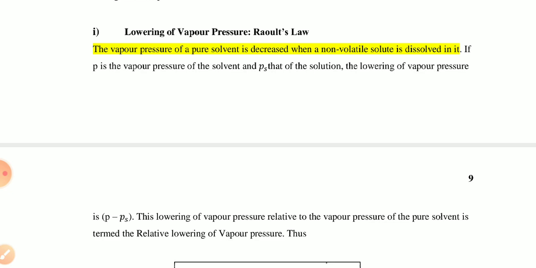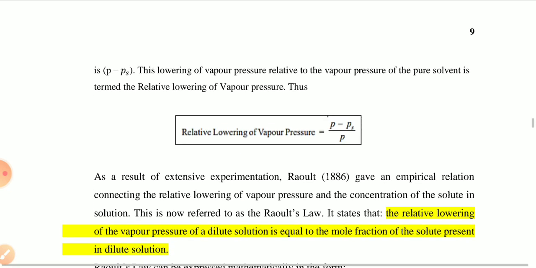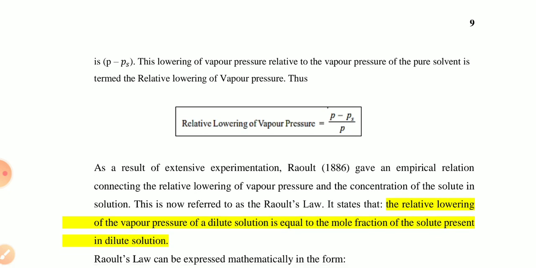P minus Ps. This lowering of vapor pressure relative to the vapor pressure of the pure solvent is termed the relative lowering of vapor pressure, and the relative lowering of vapor pressure is equal to (P minus Ps) by P.